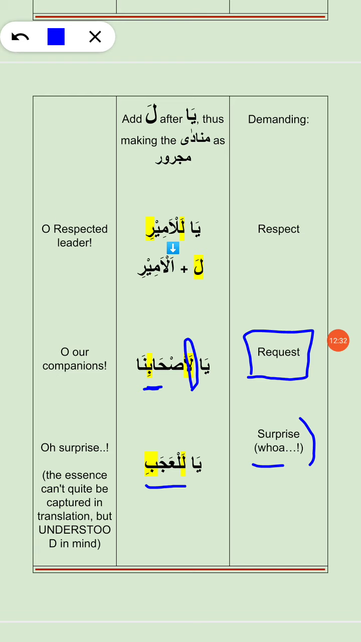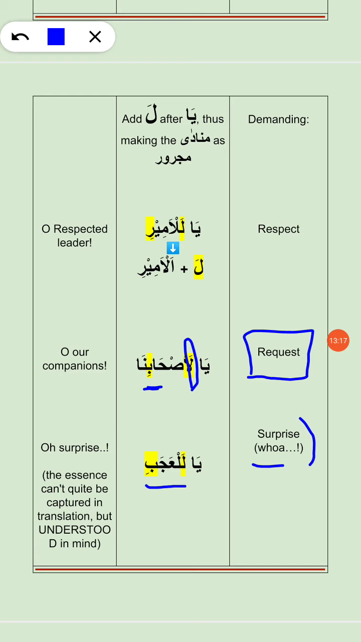Now, you might have noticed in various lessons that the essence cannot exactly be captured in translation, but you can at times understand it in your mind, right? But you can't exactly put it in words. This is quite natural, because you are attempting to translate a very concise, comprehensive, and yet very vast language within a few words. That takes some effort, and most of the time you are unable to do that. So get used to this thing.